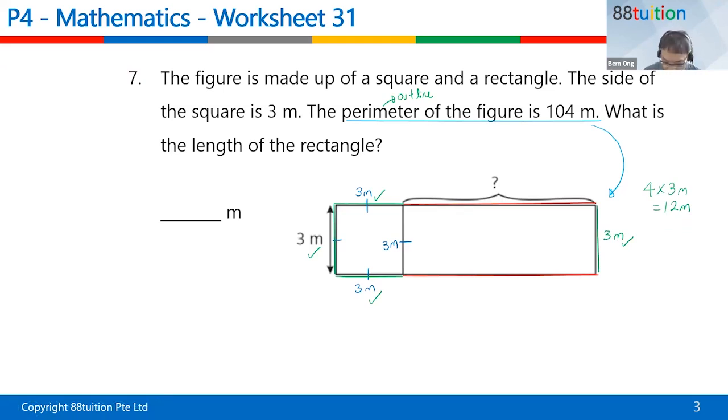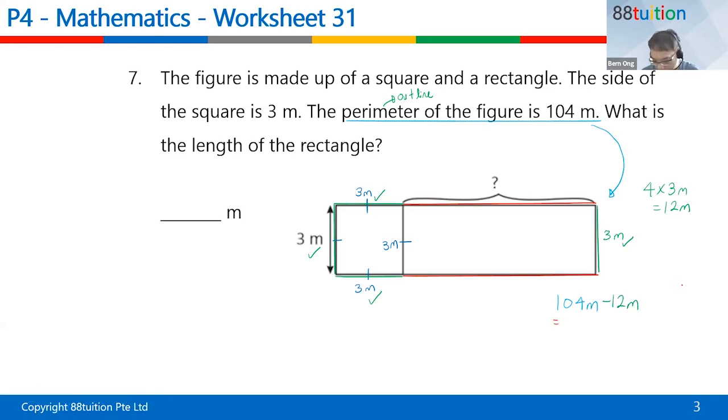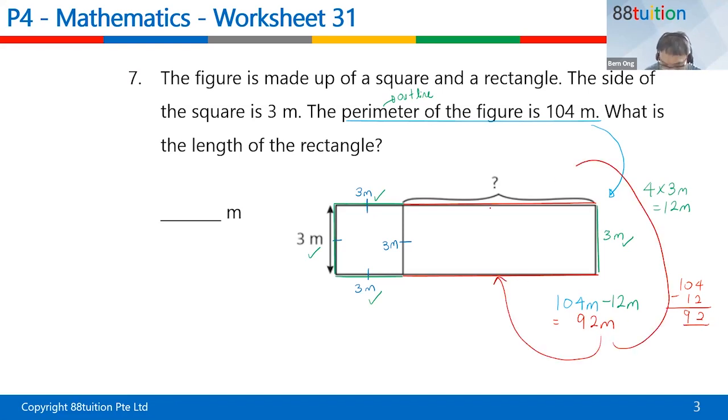So you take your 104 meters, which is the perimeter, minus away this 12 meters, which you already know. If you can mental sum, it should be equal to what? Never mind, don't mental sum. Be safe. That will give you 92. So 92 meters is actually here and also here, which are of the same length because it's a rectangle. A rectangle has 2 lengths and 2 widths.